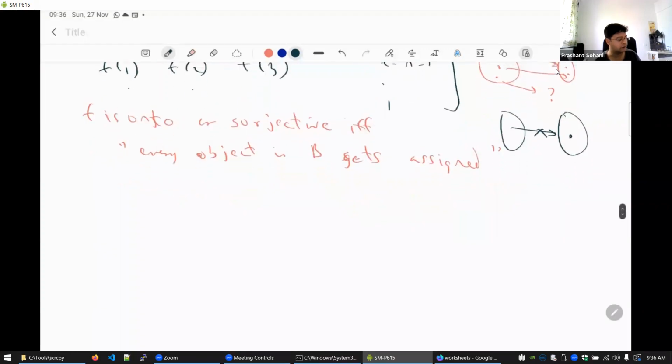So for example, consider this function f from N to N, where f of x is equal to x plus 1. First question: is f one-to-one? And then, is f onto?